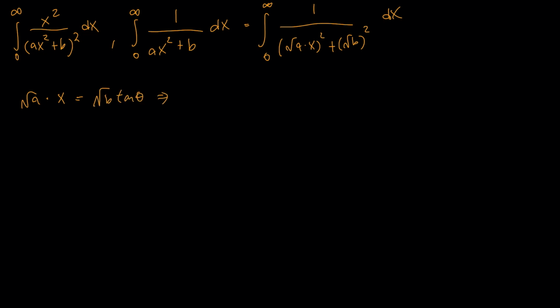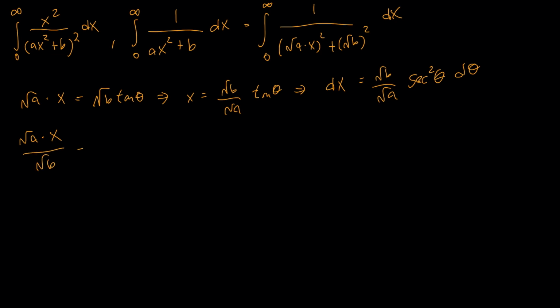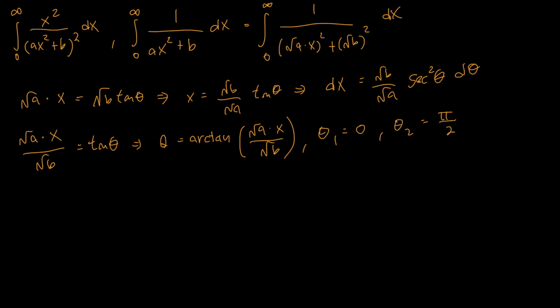And we will let the square root of a times x equal the square root of b tangent theta, which means that x equals the square root of b over the square root of a tangent theta, and dx will be the square root of b over the square root of a secant squared theta d theta, and the square root of a times x over the square root of b is the tangent of theta. Solving for theta, we have theta is the arctangent of the square root of a times x over the square root of b, and that also means that theta 1 will end up being 0 and theta 2 will be pi over 2.